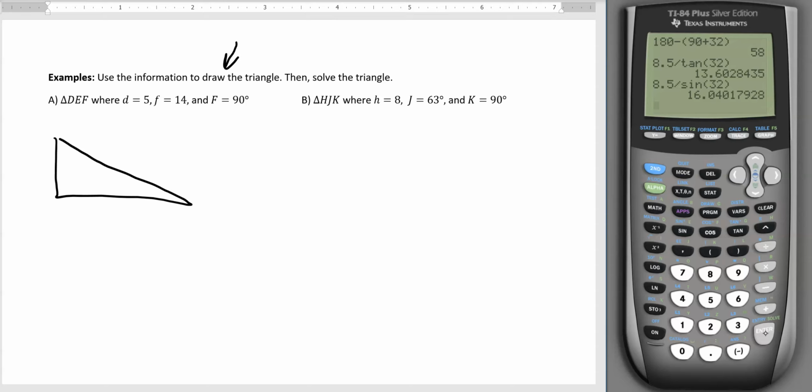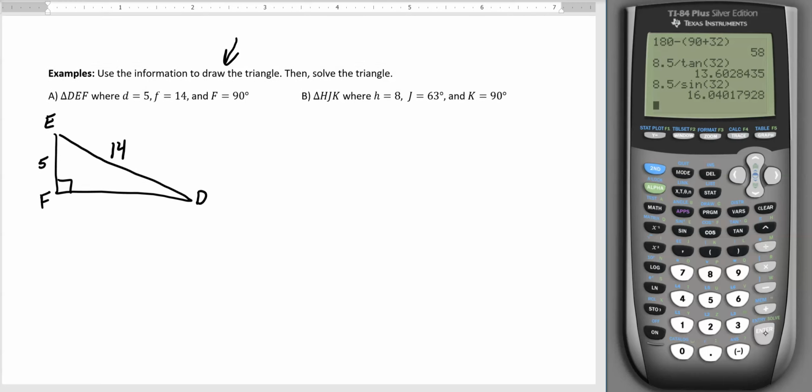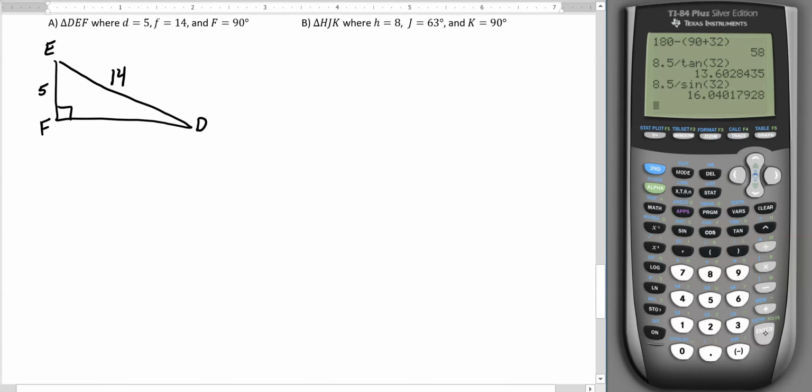Let's see. We know that angle F is 90 degrees. We know that side D is 5. That means this must be E. And we know that F is 14, side F. Okay? So let's write out now what we know and what we don't know. We do not know angle D. We do not know angle E. We do know angle F is 90 degrees.